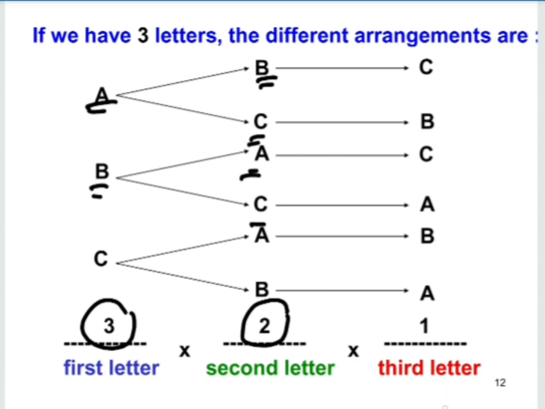And for the third letter, when we take out another letter from here, we only have 1 letter. And then we are going to multiply everything. So the answer is 6.